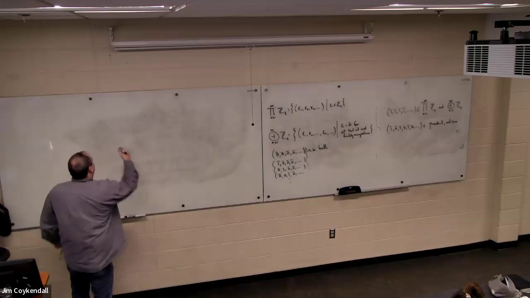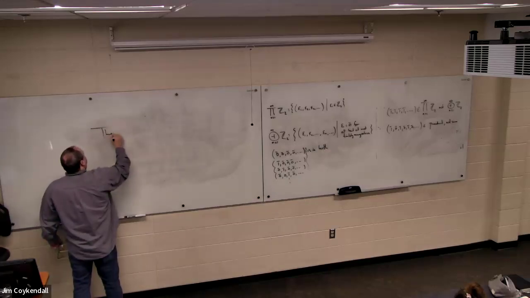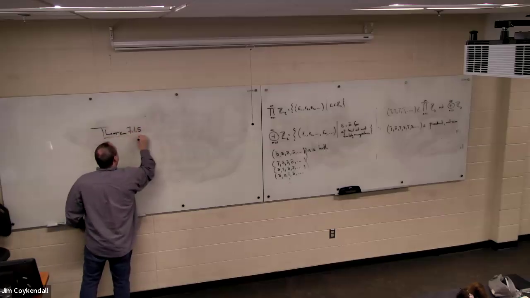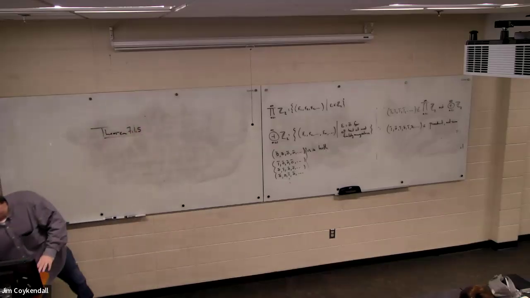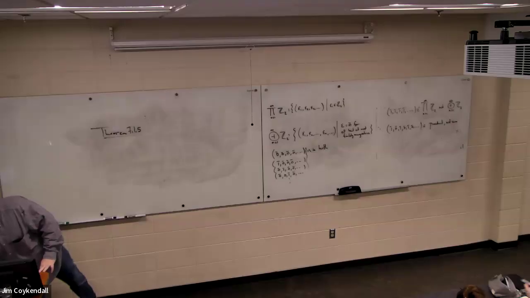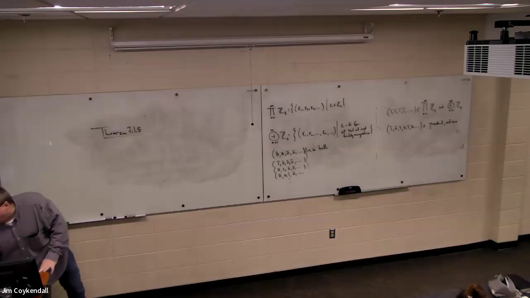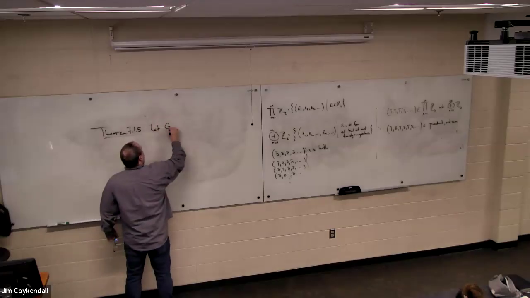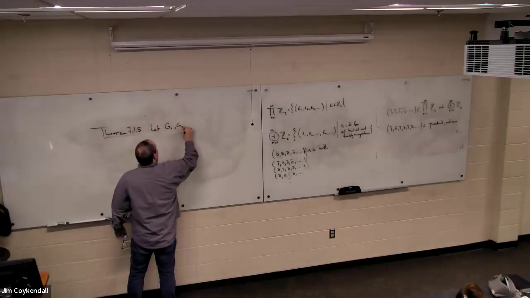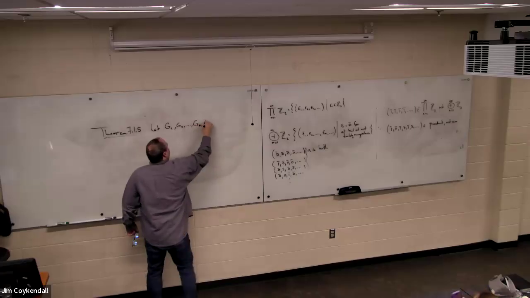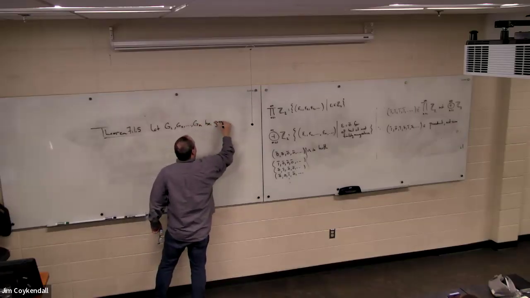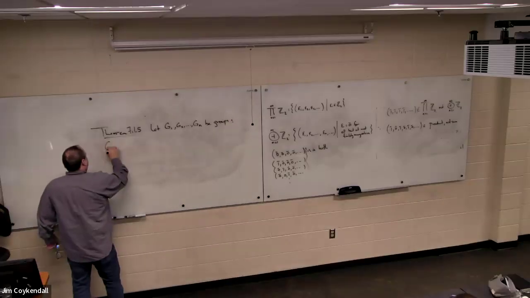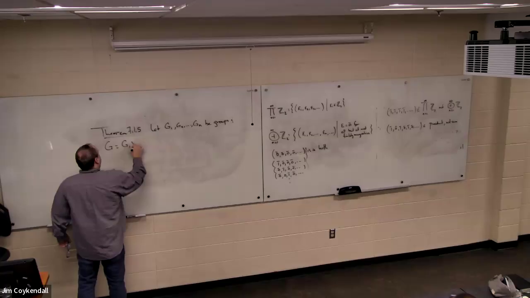So let me get the following. Theorem 715. Suppose that we have groups G1, G2, ..., Gn be groups, and suppose that G is their direct product.